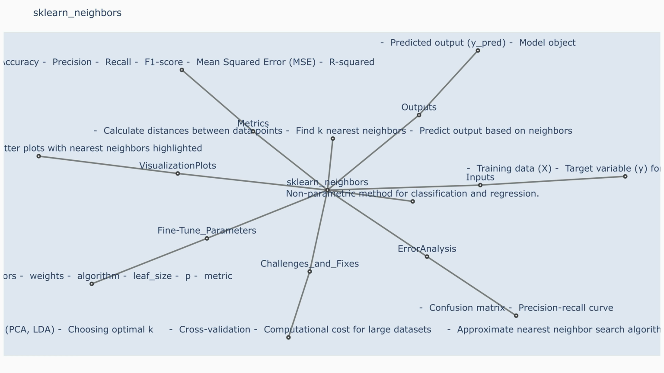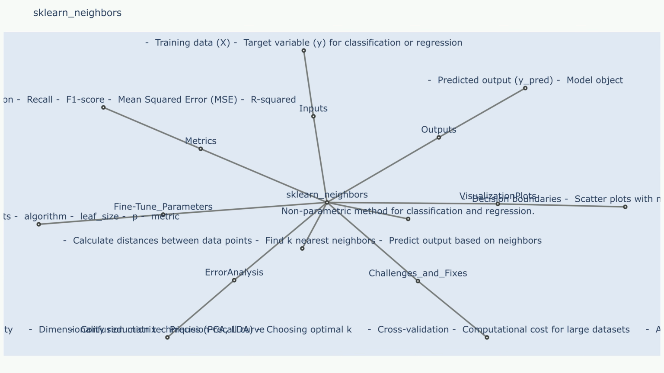sklearn.neighbors. Description. The sklearn.neighbors module in scikit-learn provides a variety of algorithms for implementing nearest neighbor methods, which are non-parametric, instance-based learning algorithms. These algorithms are particularly well suited for tasks like classification and regression, where the decision boundary is complex and might not be easily captured by linear models.